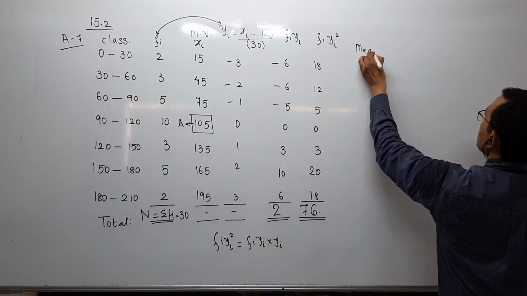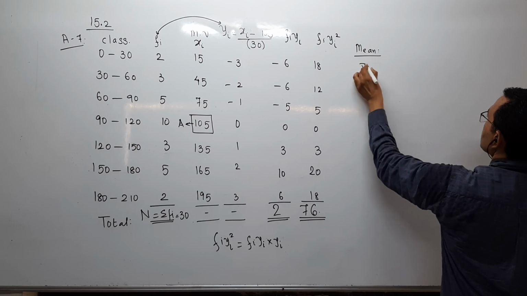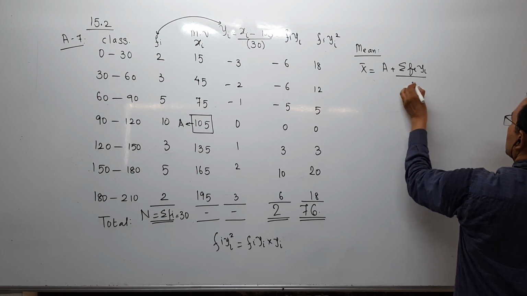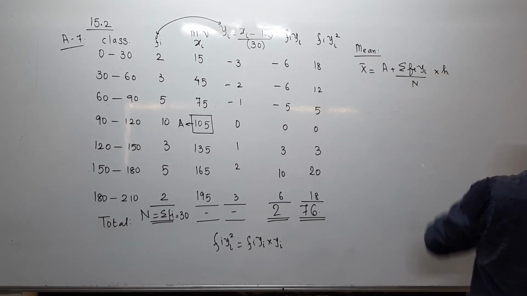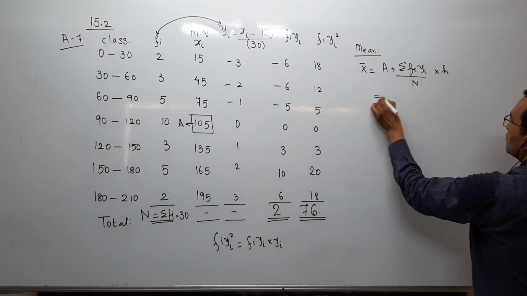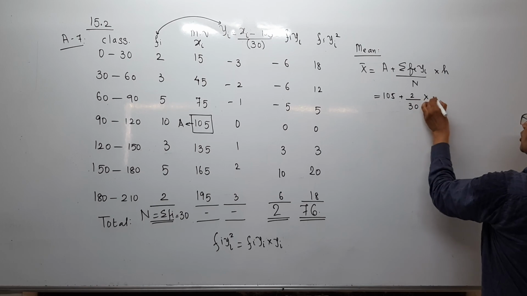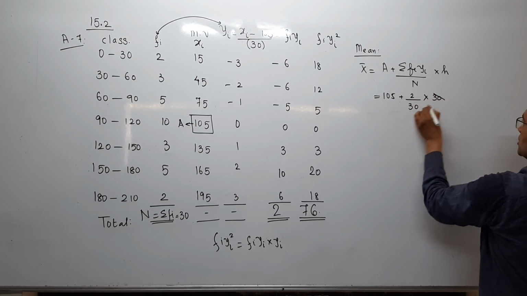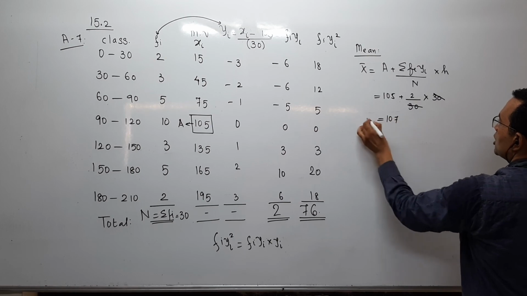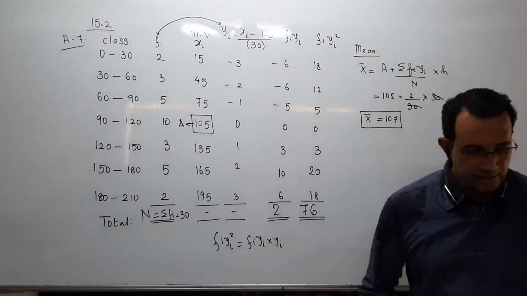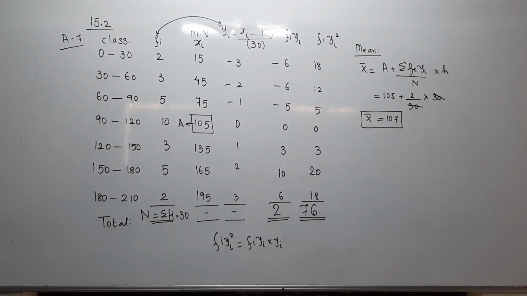Now, I go for mean. Mean x bar is equal to a plus sigma Fi yi upon n into h. A is 105 plus 2 upon 30 into h, h is 30. So 30 and 30 get cancelled. So our mean turns out to be 107.